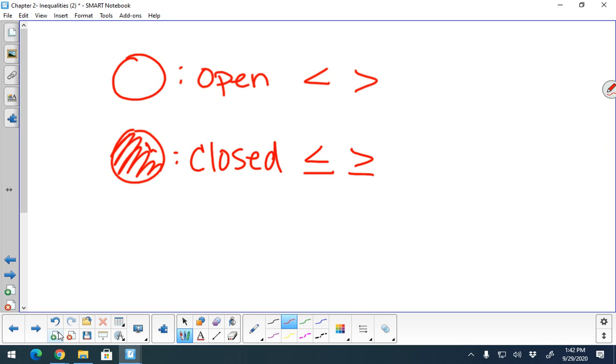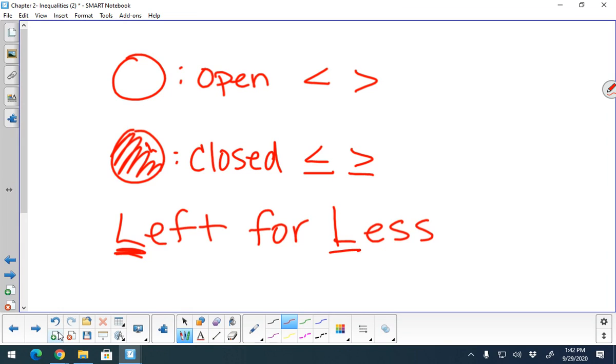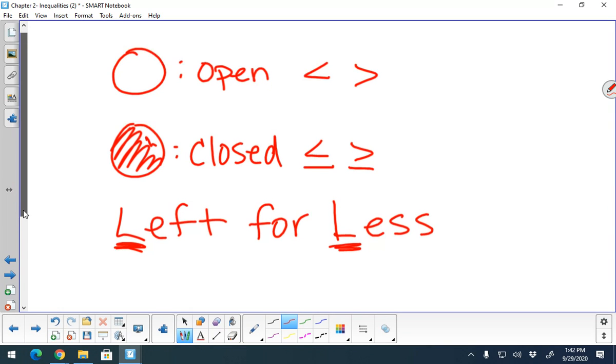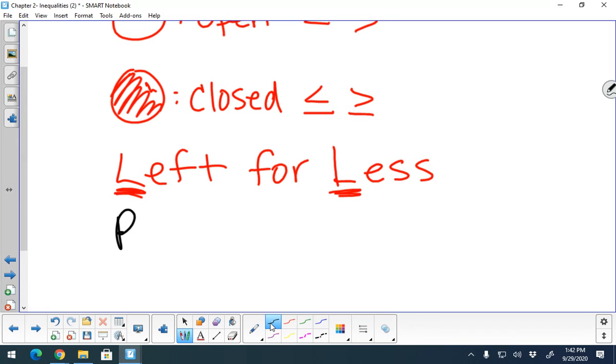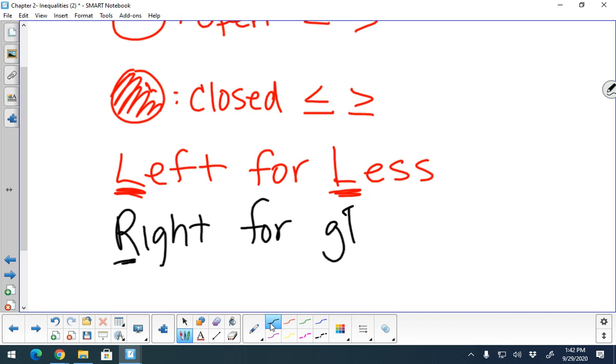Okay? The other component then is your shading. You shade left for less. So if it's less than, we shade left. And you shade right for greater than. So less is left, greater is right. Left is less, greater is right. Okay? So again, that's your little cheat sheet.